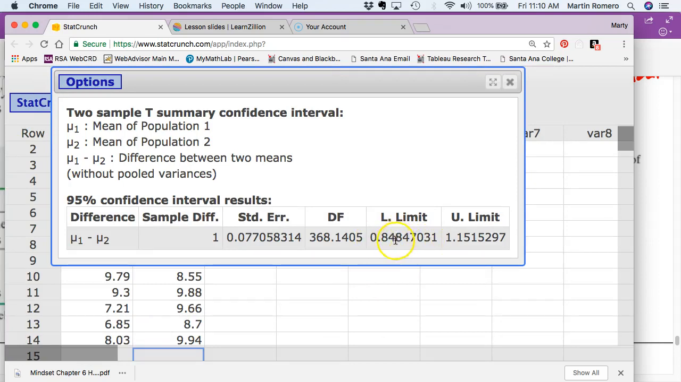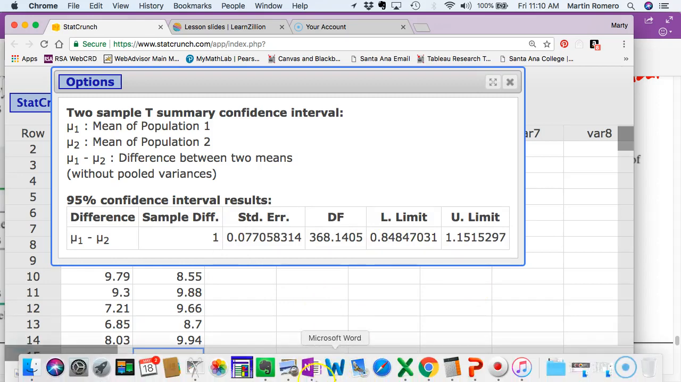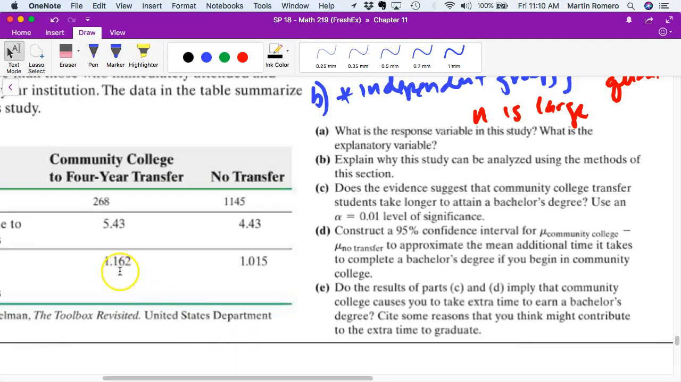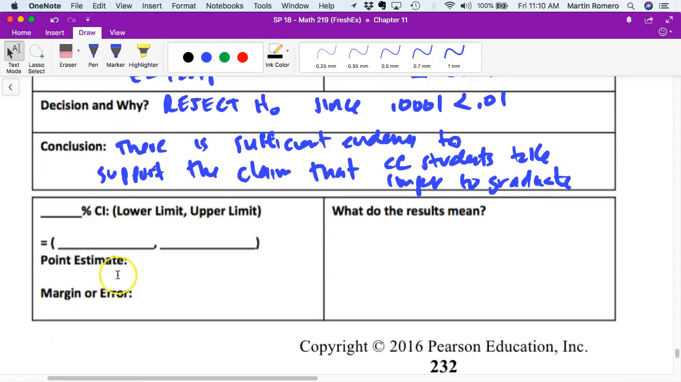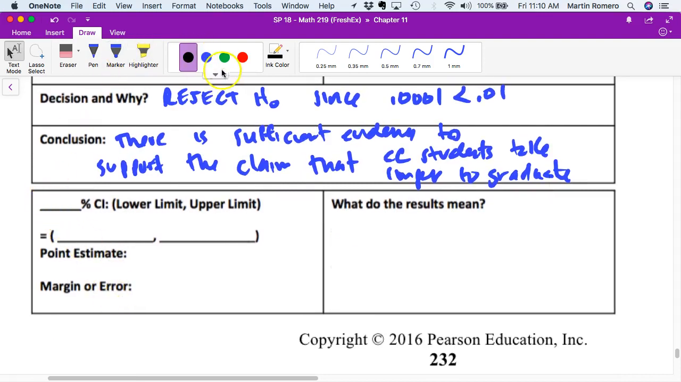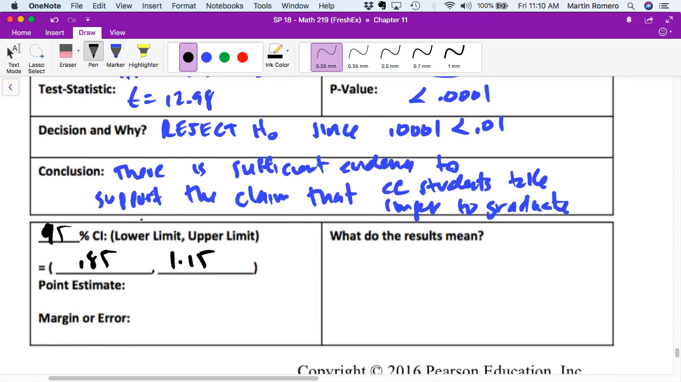And so it looks like we get 0.85 and 1.15. Running a 95% interval, we get 0.85 and 1.15. So there's 95% confidence that the community college students take 0.85 to 1.15 years longer to graduate. What does this mean again?